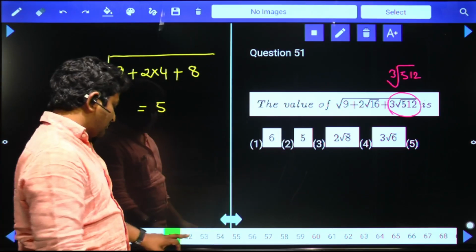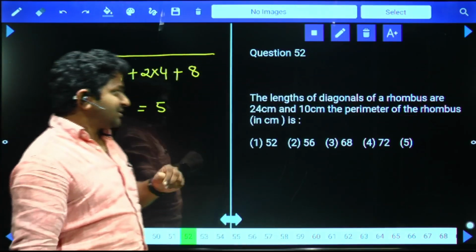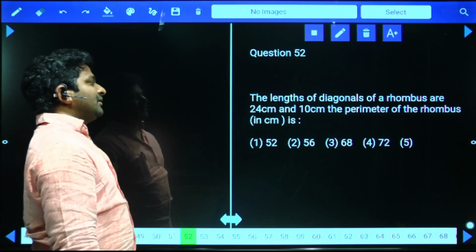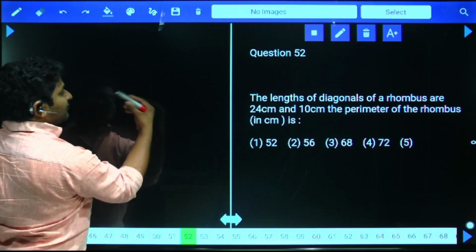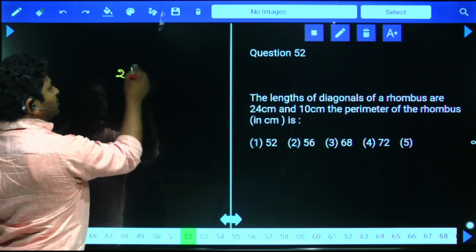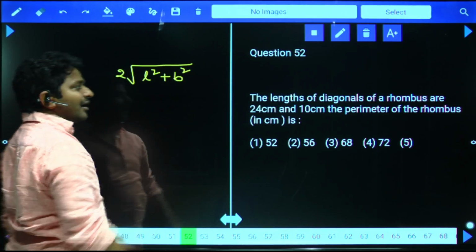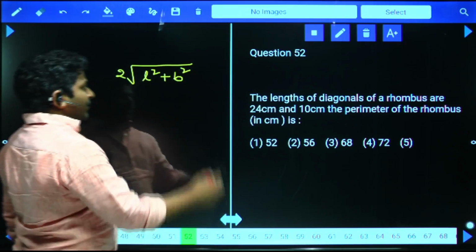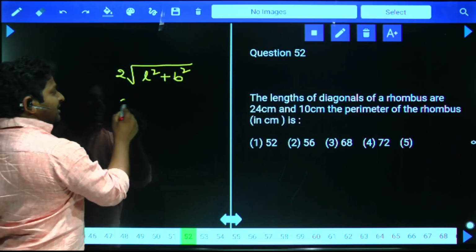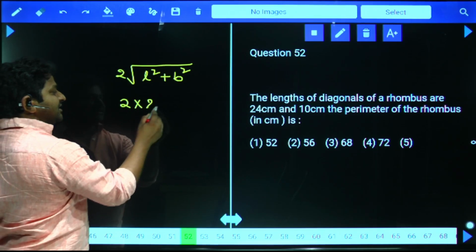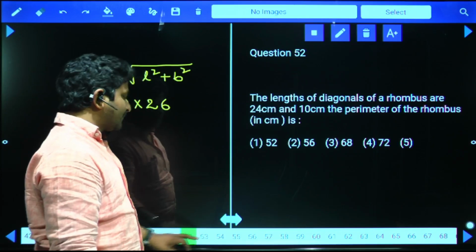Second option. Next, the lengths of the diagonals of a rhombus are 24 and 10 centimeters. The perimeter of the rhombus is 2 into under root of L square plus B square, where L, B are both the diagonals. Now 24 square 576 plus 10 square 100, 676. Under root of 676 is equal to 26. 2 into 26, 52. First option answer.